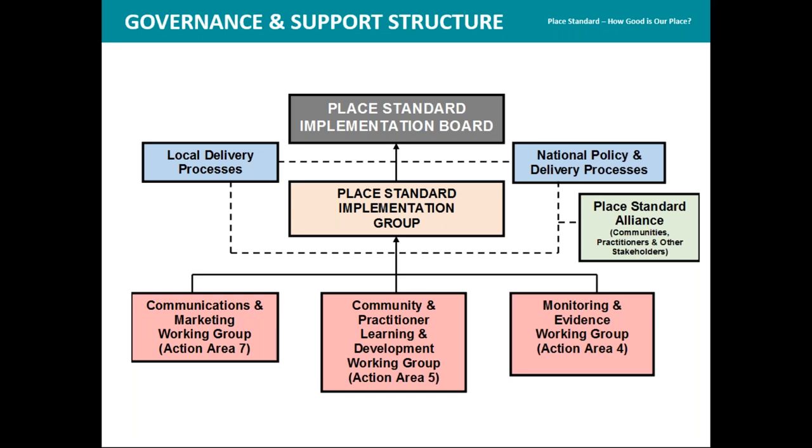On the left-hand side, local delivery processes, we've got a Place Standard lead in each of our municipalities, all 32 of those. And on the right-hand side, we've got the Place Standard Alliance. This is about 120 people who come together every 6 months to provide updates on the tool, to share lessons learned and good practice, and really to benefit from the networking across the country.